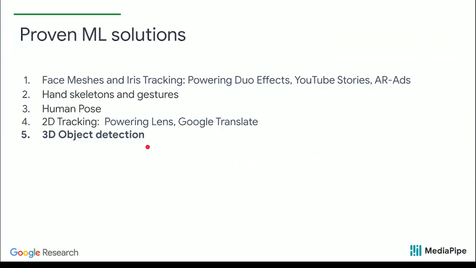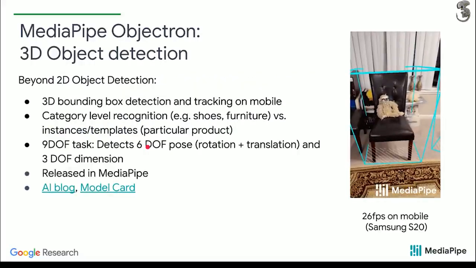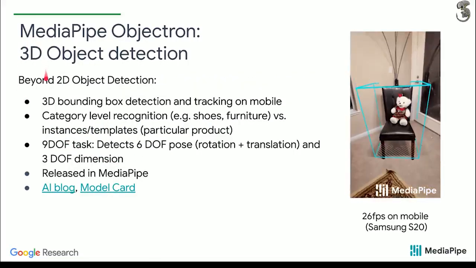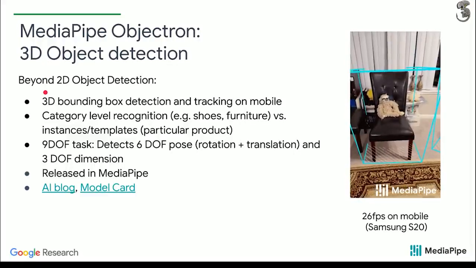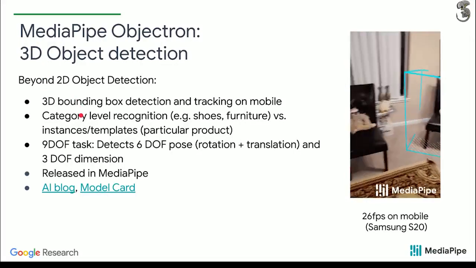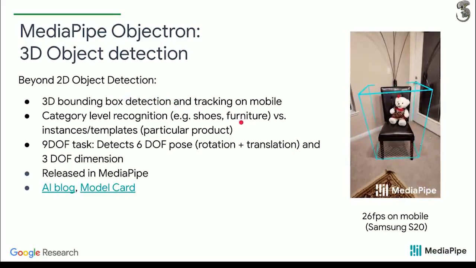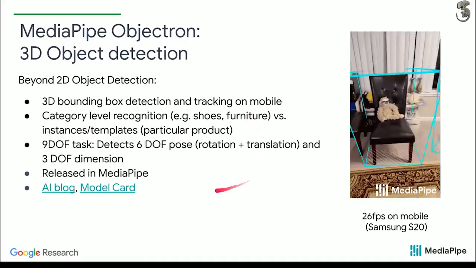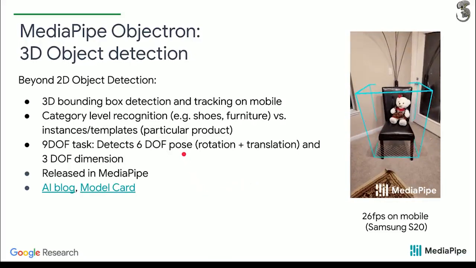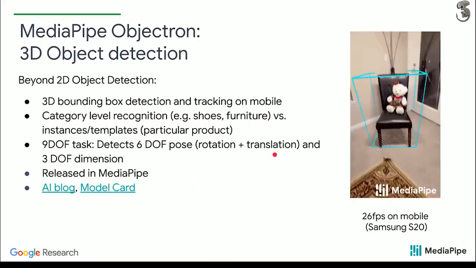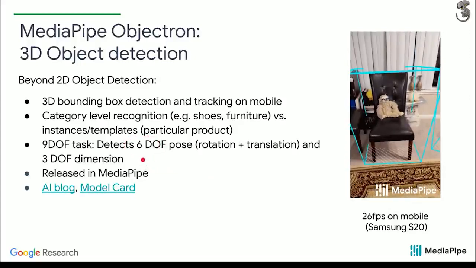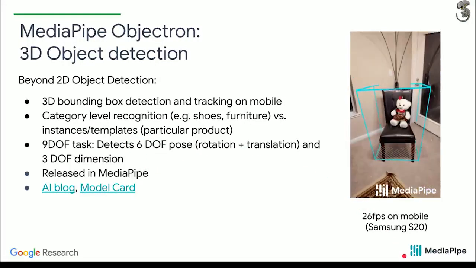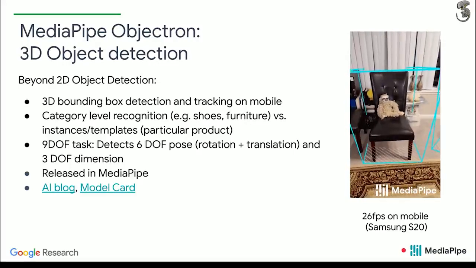Last solution that we're going to look at is 3D object detection. We call this MediaPipe Objectron, and it aims to compute 3D bounding boxes for whole categories of objects like shoes and furniture versus a particular instance. And not only does it determine the 6DoF pose from the image, that is the rotation and the translation, but also its 3 dimensions. It's released in MediaPipe, and it performs in real time on mobile devices.